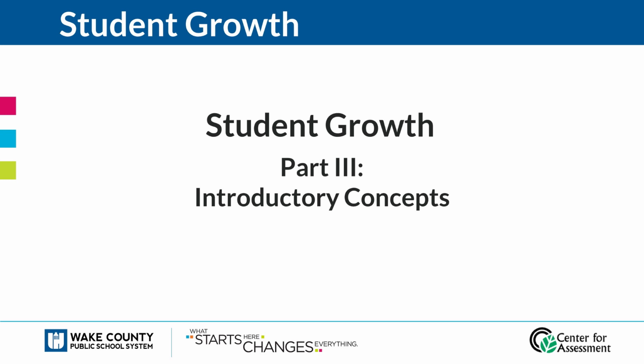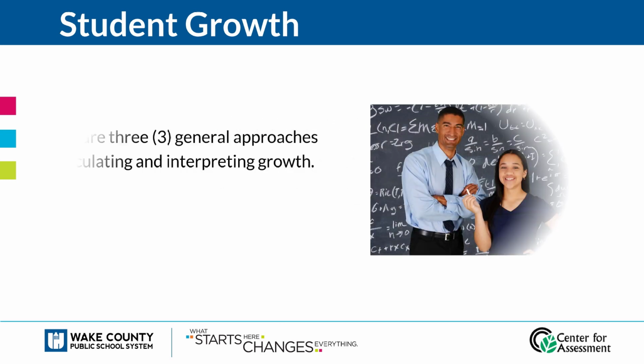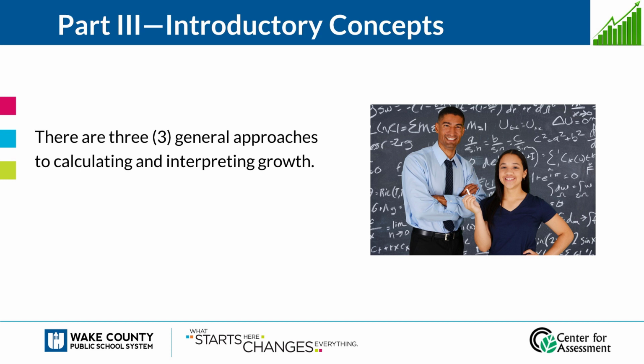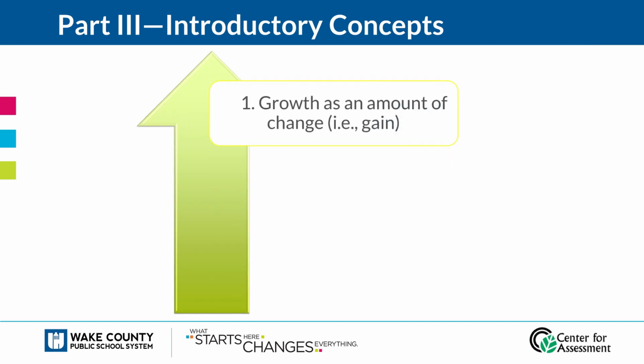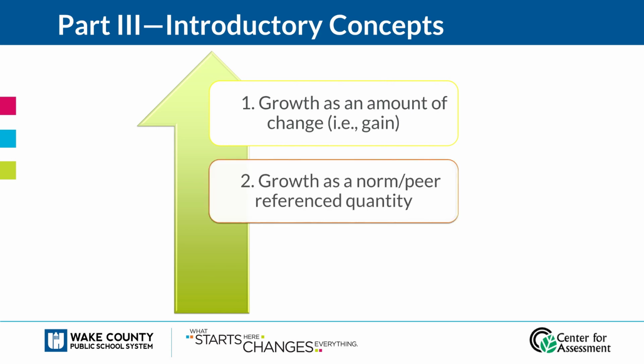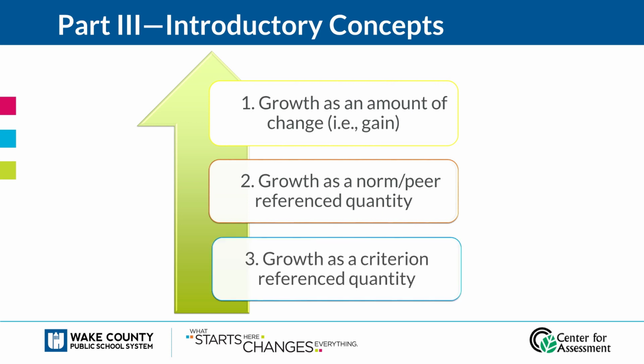Part 3. Introductory Concepts. There are three general approaches of conceiving of and calculating student growth. Each approach to calculating and interpreting growth has its own advantages, disadvantages, and challenges. First, we could think of growth as an amount of change, that is, a gain from time 1 to time 2. Second, we could think of growth as norm or peer-referenced quantity. And third, we could think of growth as a criterion-referenced quantity.